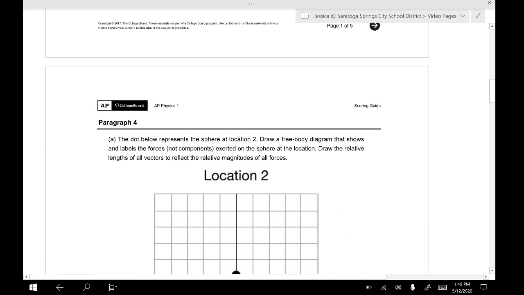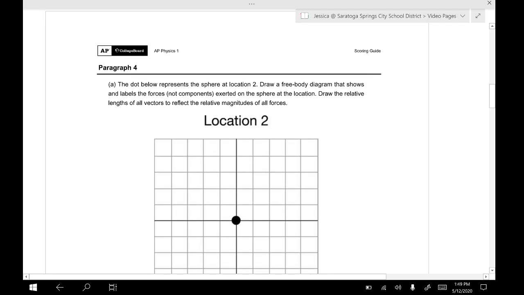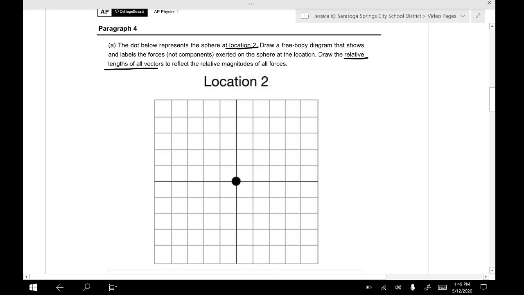First thing we need to do is, on the dot, represent the sphere at location 2, so when it's hanging straight down. Draw a free body diagram that shows and labels forces exerted on the sphere, and we need to draw the relative lengths. So at location 2, when we're on the bottom, I definitely know that there's a force of gravity and a tension force.